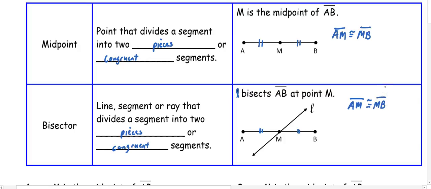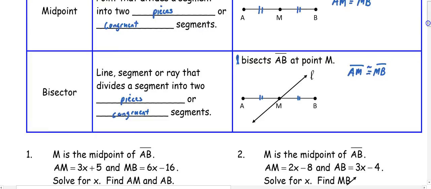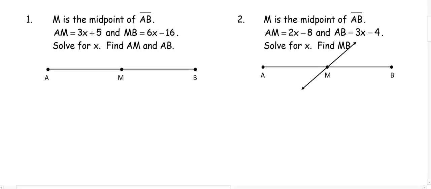So let's use the idea of midpoints and bisectors to solve for some variables. In number one, M is the midpoint of AB. So we know that this piece is congruent to this. AM is 3x plus 5, and MB is 6x minus 16. Solve for x, find the measure of AM and AB.